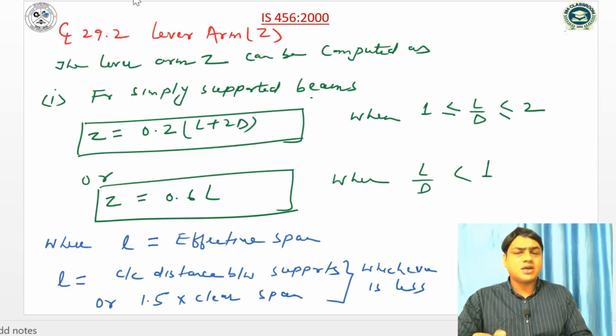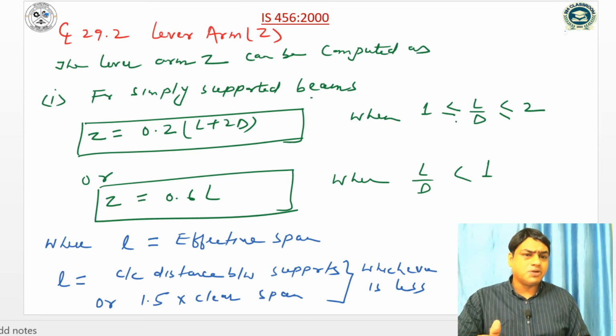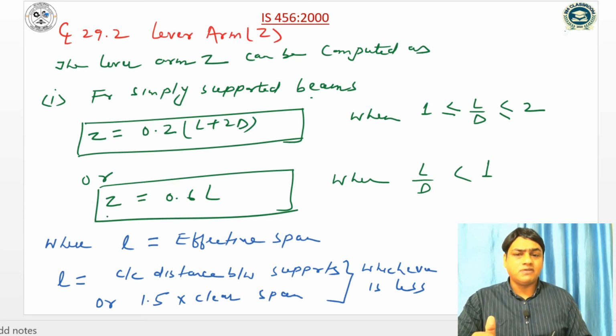Similarly, we can compute the lever arm for this deep beam. For a simply supported beam, when the ratio of effective span to overall depth lies between 1 and 2, including 1 and 2, the lever arm can be computed by this expression, and when the ratio is less than 1, the lever arm is 0.6 L. This is very important because questions related to the lever arm of a deep beam have not been asked so far, so there is more chance that this type of question may be asked in the future.